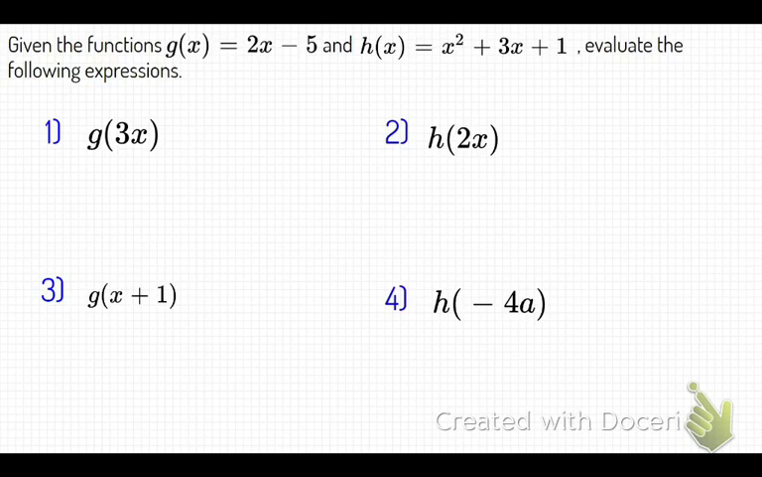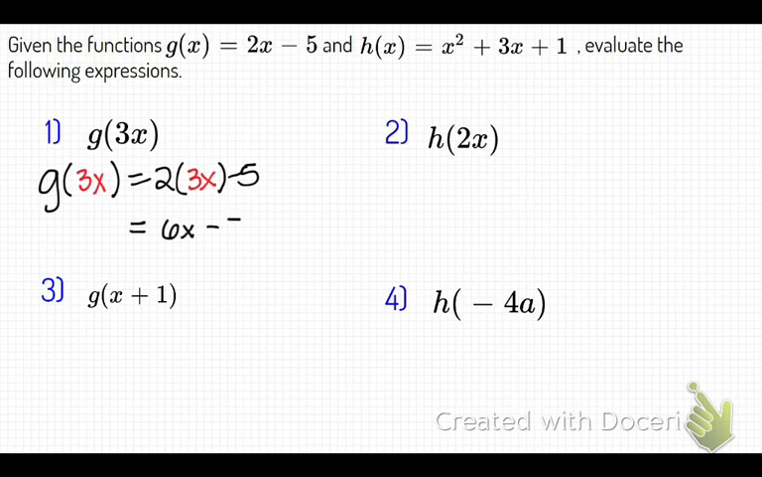Okay, what do I do first for number 1? Okay, so you said g of 3x, and I'm going to set that equal to 2 times 3x minus 5. Like this, how I'm writing it. Okay, and then what do I get? 6x minus 5. Do we agree with him? I agree. Thank you. Perfect.